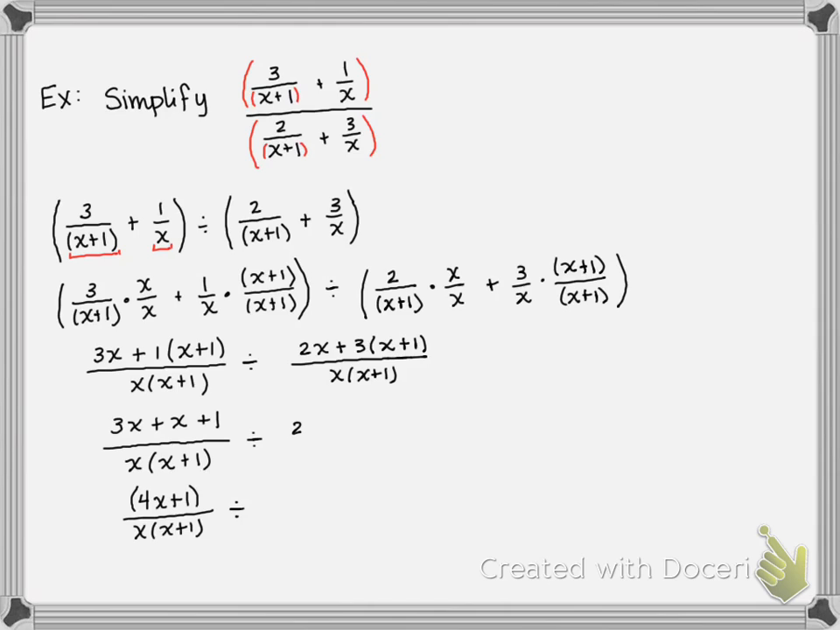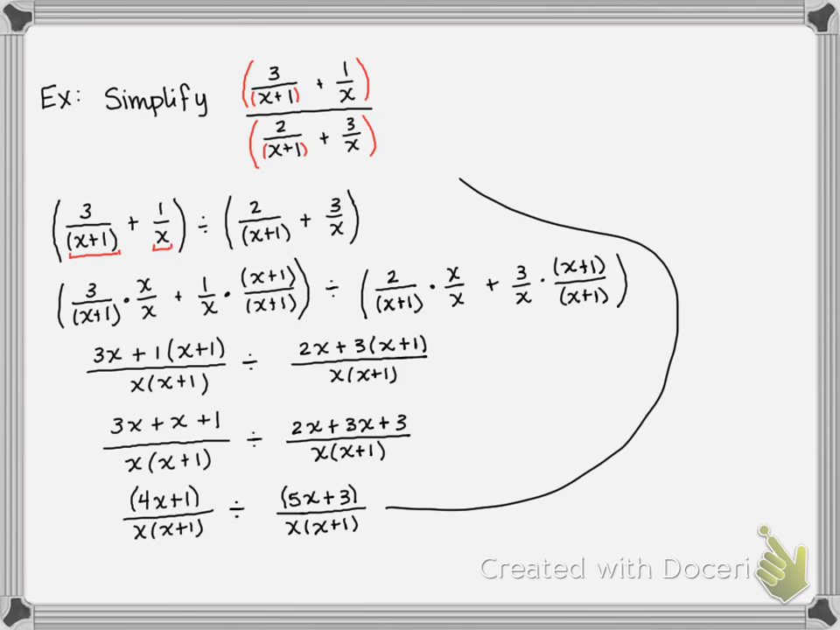So we'll distribute and combine like terms. And as soon as I see that there's addition in my numerator, I'm going to put that in parentheses before I start trying to cancel things. Come all the way up here. So then we have 4x plus 1.